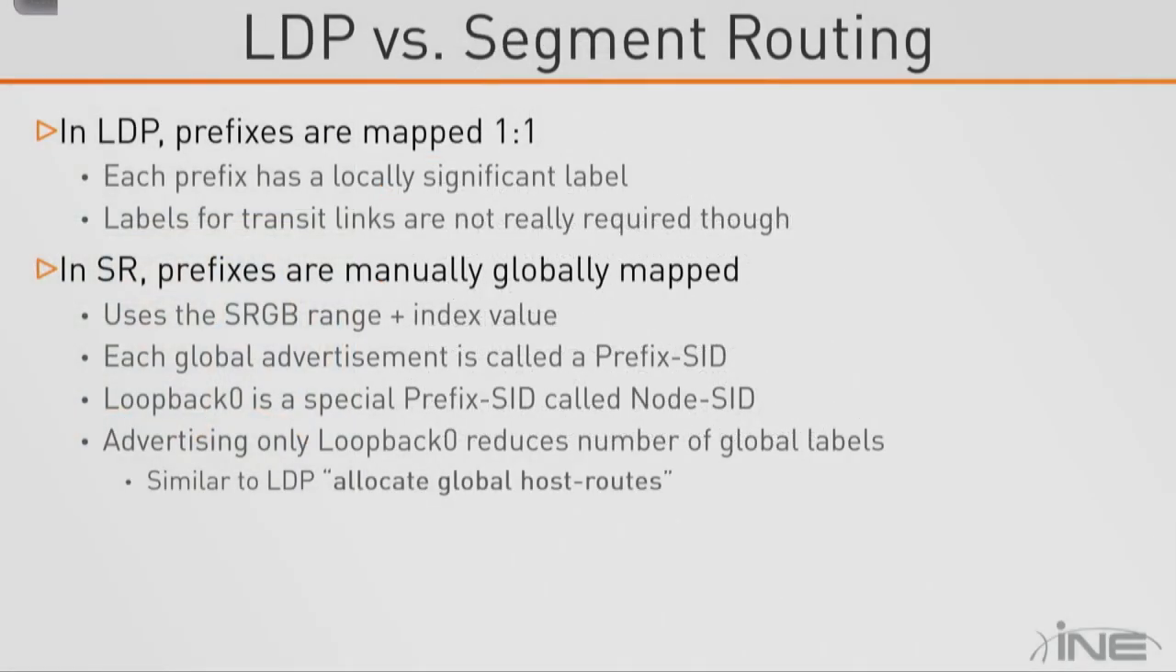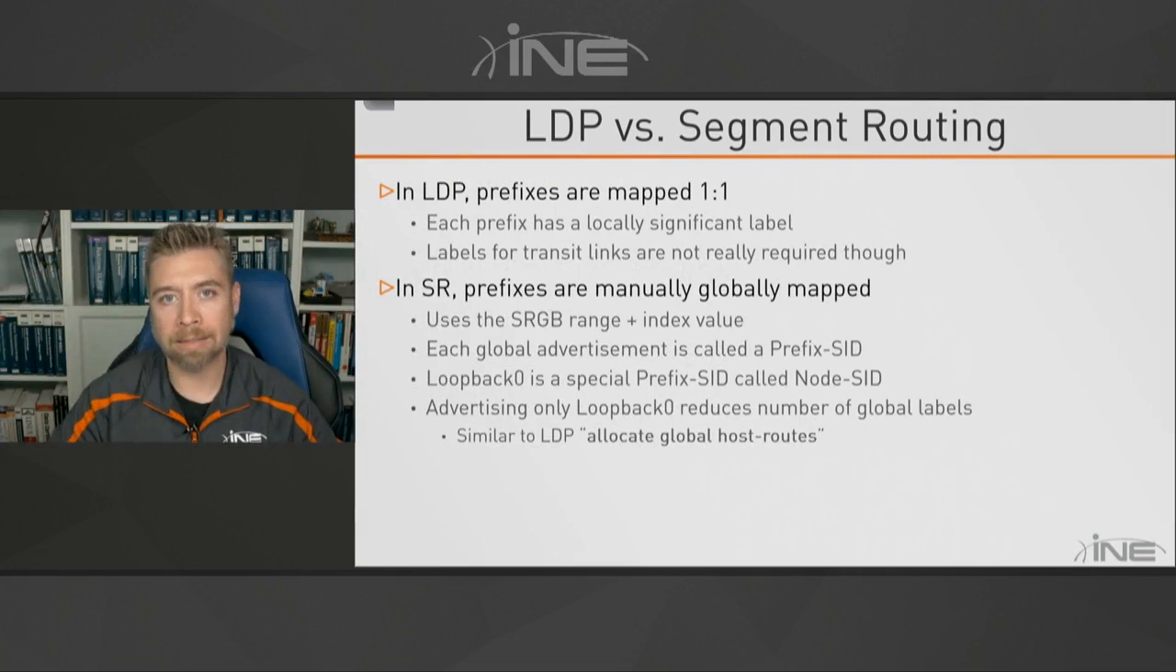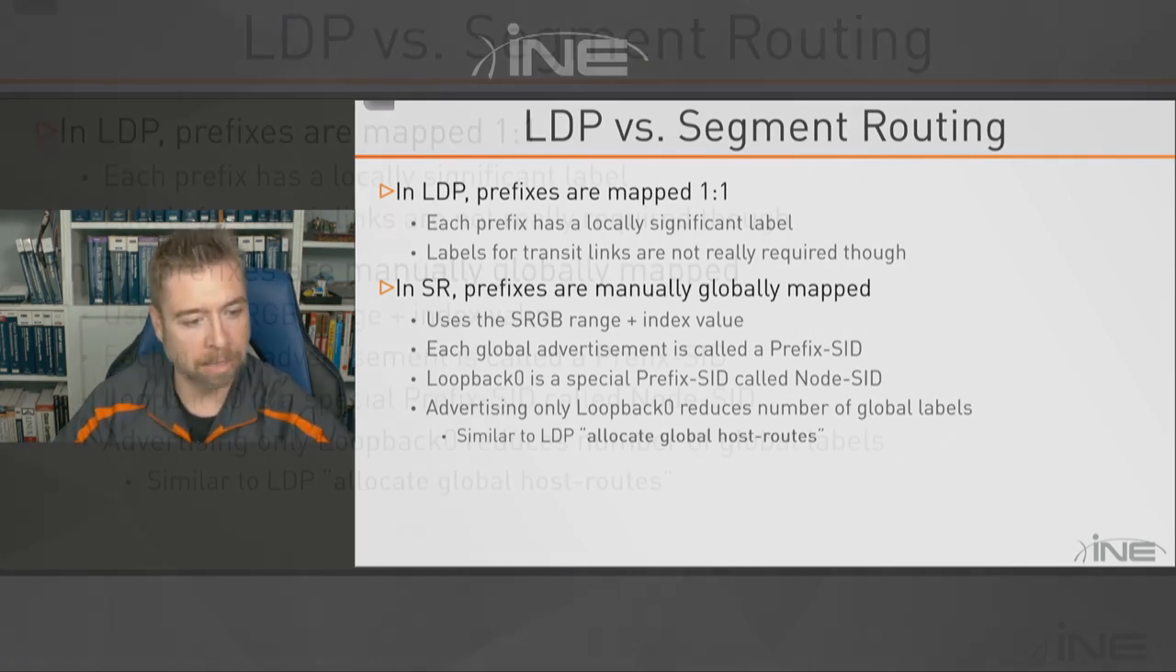Okay, so advertising only the loopback is going to reduce the number of global labels. This would be similar to LDP's configuration to say allocate global for host routes. This removes LDP's allocation of the transit links, but the key here is that this is not the default behavior. If you just turn OSPF on every single port and you turn LDP on every single port, then it's automatically going to advertise every prefix that you receive in OSPF with MPLS labels.